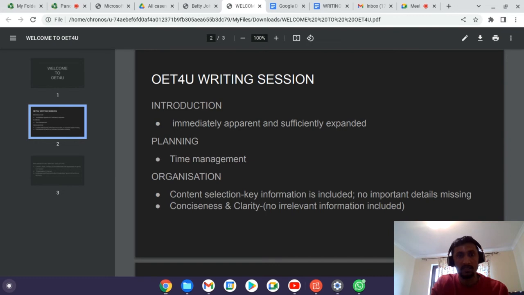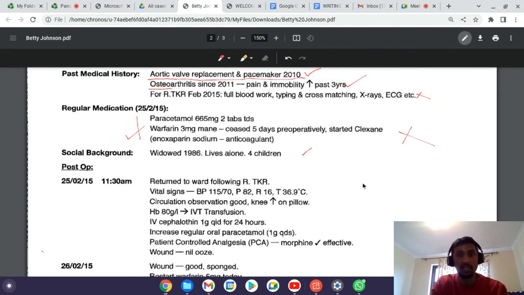What does it mean? That means you should consider the reader. Who is the reader in this case? The patient's own GP. What is important? What is important in this case note? Yes, that's the point I need to tell you from your side.